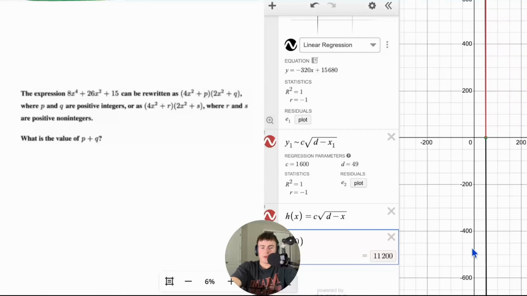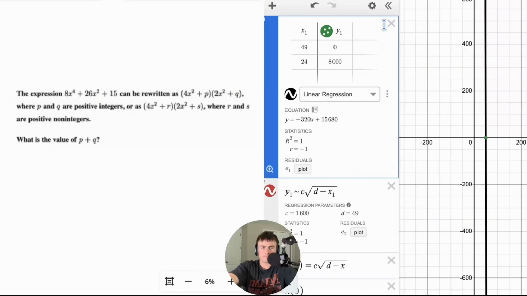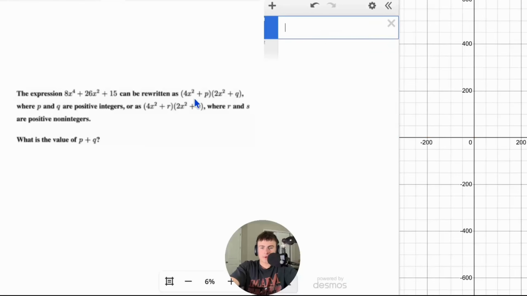Next one. This one may or may not have been on March, and a lot of people asked me about it. So certainly something that could show up again. Just be ready. This expression can be rewritten as this expression, where P and Q are positive integers, so whole numbers, or as this one, where R and S are positive non-integers. So basically, this thing is equivalent to that, or that, and R and S are non-integers, so decimals, and P and Q are whole numbers.